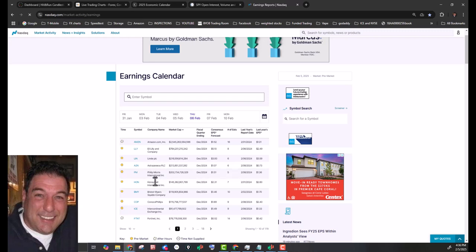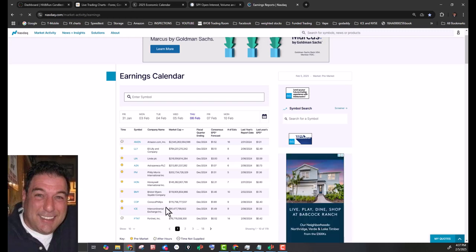And then you got Honeywell, a little bit of tech. They're going to report in the morning. Bristol Myers, more pharmaceuticals to take care of your Philip Morris. And then ConocoPhillips, there's a little fuel, a little energy there. They're going to report tomorrow morning. And then Intercontinental Exchange. They do the options and stuff with the CBOE, and they're an exchange that helps, I think, settle the orders right there.